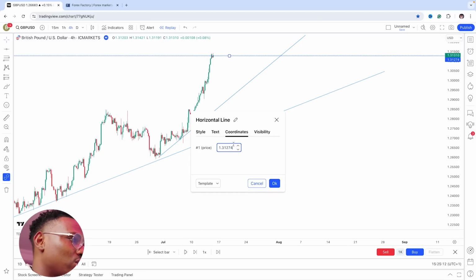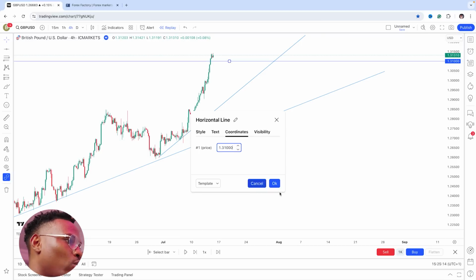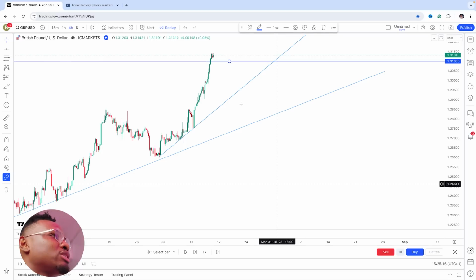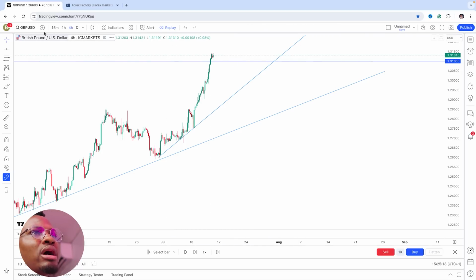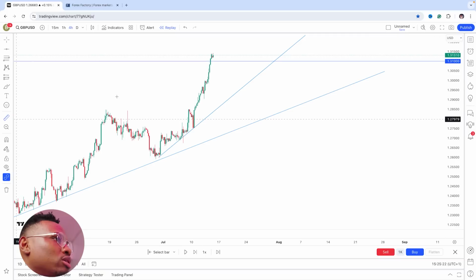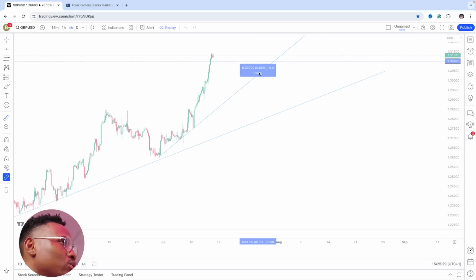So the next psychological level should be 1.30, 1.3100, just as you can see on the screen right there. And then from there, you have to measure 50 pips to get the next one. It's usually 50 pips apart from the other. So from here, 50 pips. So we should get 50 pips either up or downward.